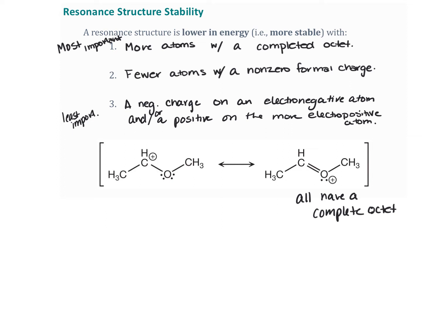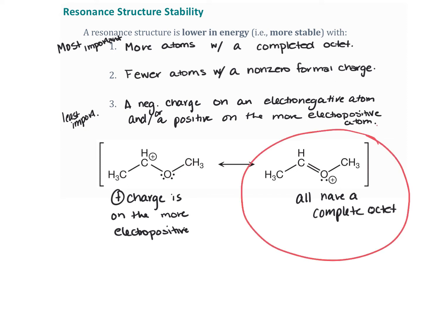Well, let's look at this. Carbon and oxygen are the two that we're comparing. Based on the trend in electronegativity, oxygen's more electronegative. Carbon is more electropositive. So there's a contradiction here because the positive charge here is on the more electropositive atom. This is an example where the rules contradict themselves, and that's where we go in order of importance. More atoms with a complete octet is more important. And so that tells us that this contributes more to the resonance hybrid. So you can use these rules to figure out which one contributes more to the resonance hybrid. Now, resonance helps us predict reactivity because delocalization of these electrons results in lower energy and greater stability.